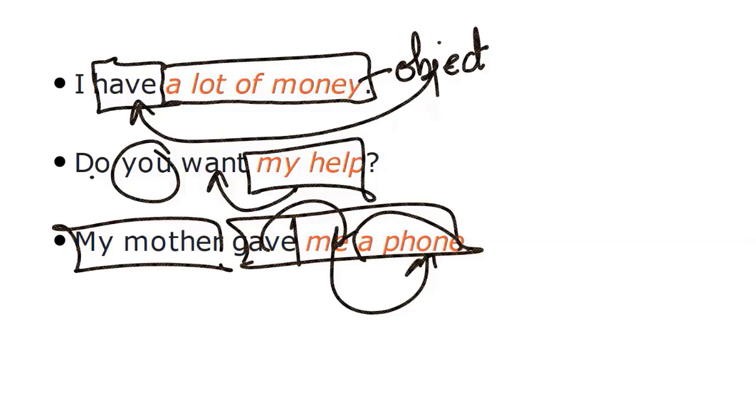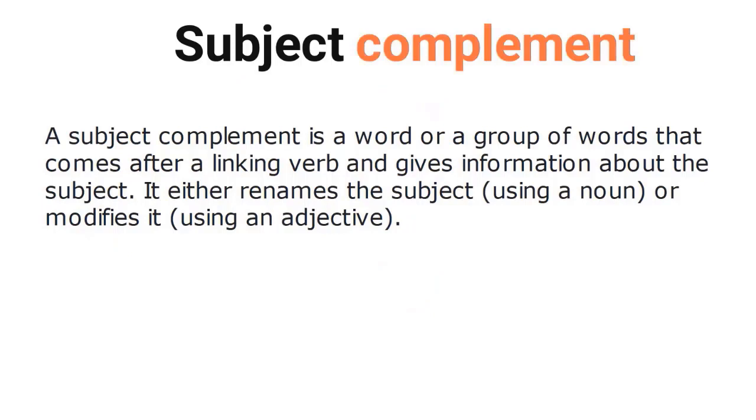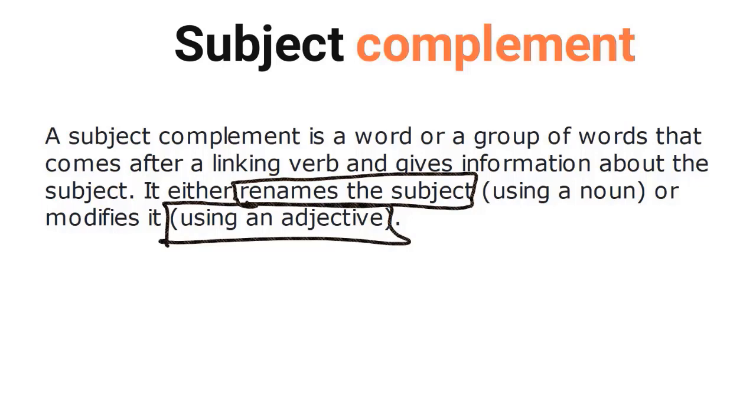Next, subject complement. Now, what is a subject complement? A subject complement, guys, is a word or a group of words, can be a phrase or a clause, that comes right after a linking verb and gives information about the subject. It either renames the subject, gives it a new name using a noun, noun phrase, or noun clause, or modifies it using an adjective, adjective phrase, or a prepositional phrase, right? And it is absolutely needed to complete the sentence to make it grammatical, right? You cannot avoid it. You cannot eliminate it.